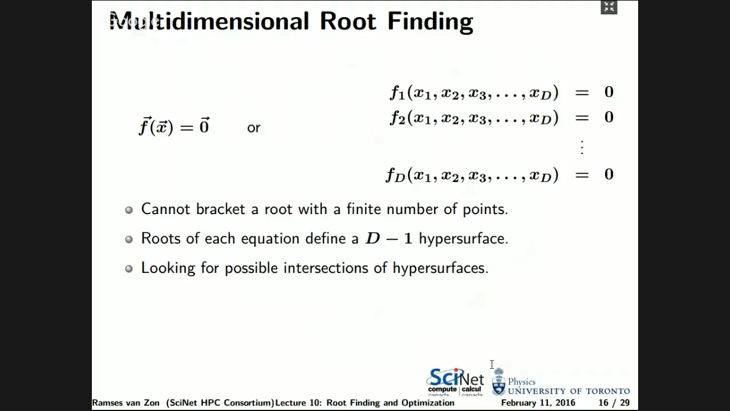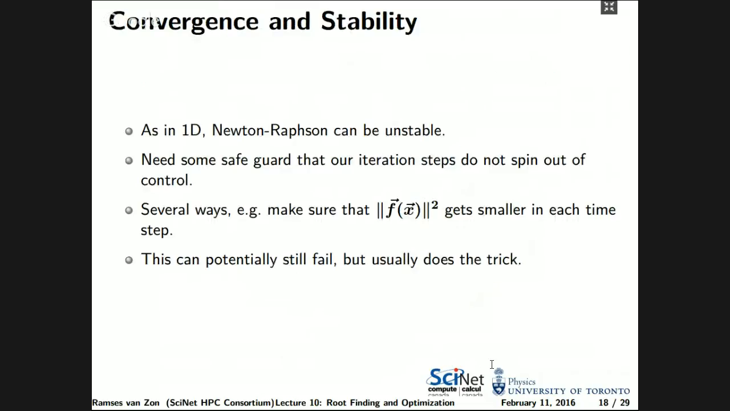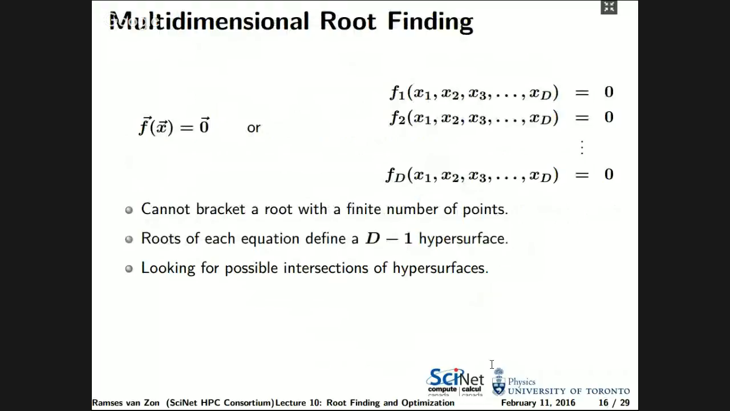Multidimensional root finding is harder, and it's harder because you can't bracket your root. Imagine this: your root lives somewhere in three-dimensional space. There's a function on three-dimensional space, and somewhere there's a zero.